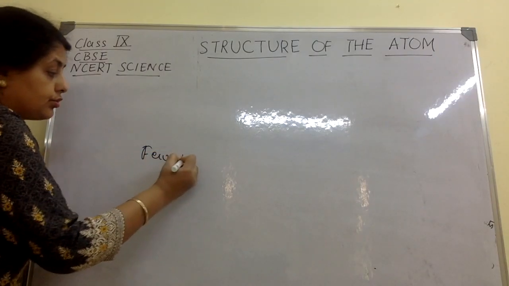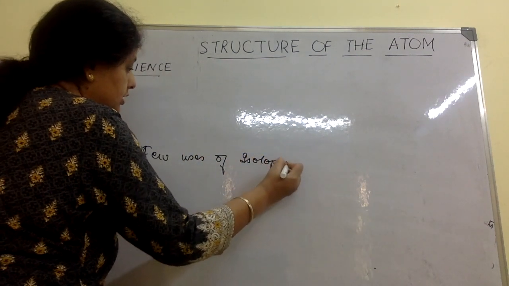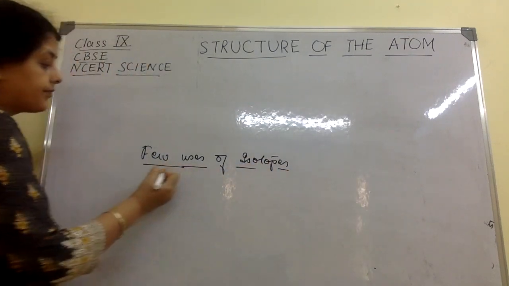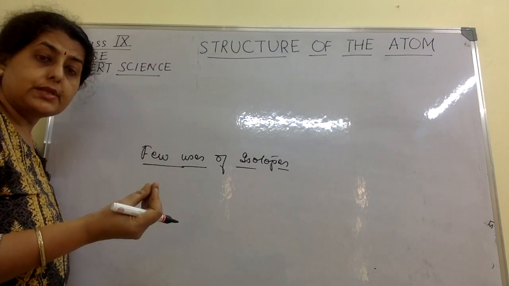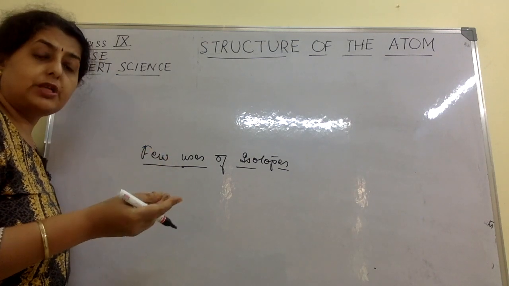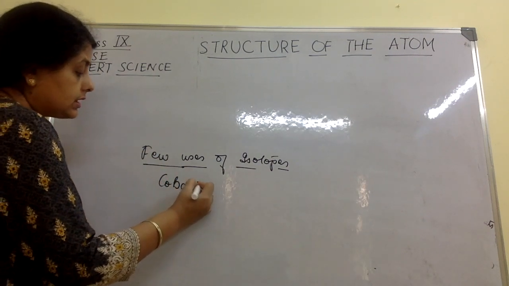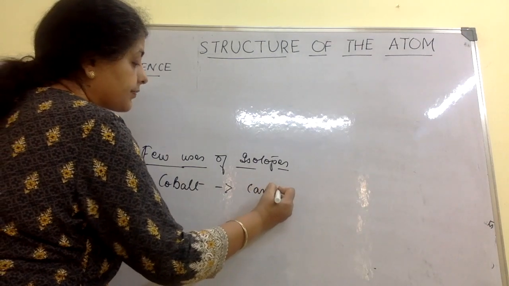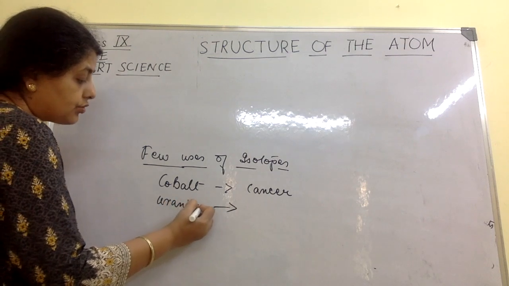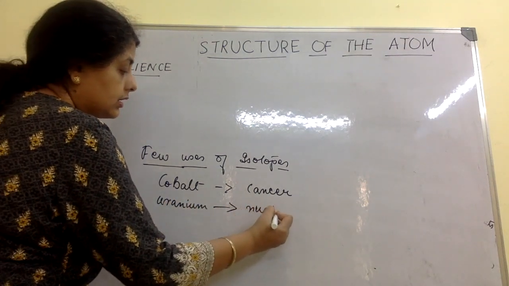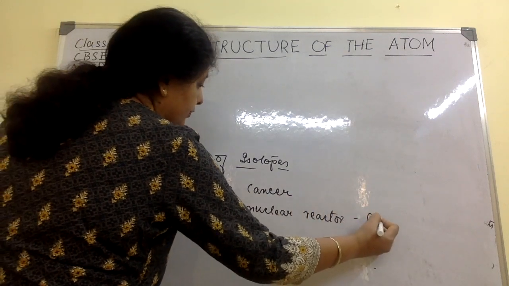Few uses of isotopes. Generally, if chlorine has 2 isotopes or cobalt has 2 isotopes, it is not necessary that both of them will be useful in the same way. So, one particular cobalt isotope is useful for treating cancer. One particular uranium isotope is used in a nuclear reactor as a fuel.